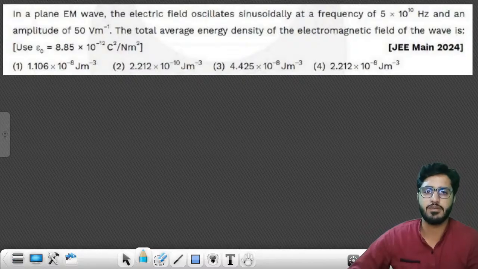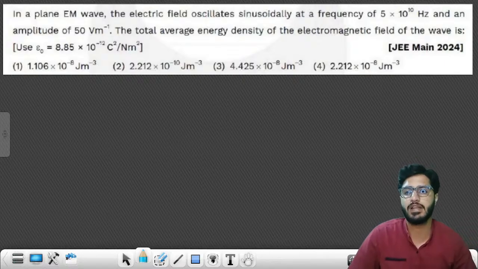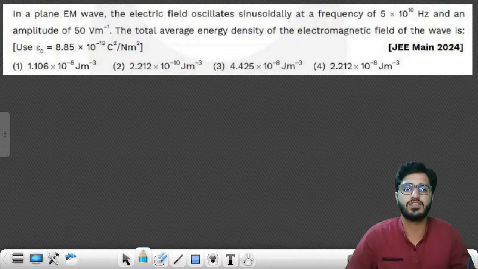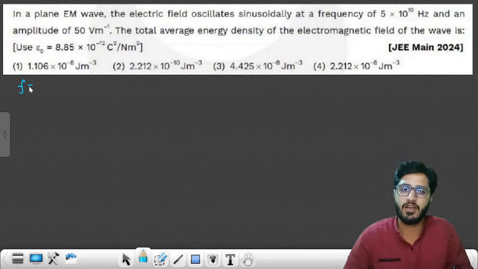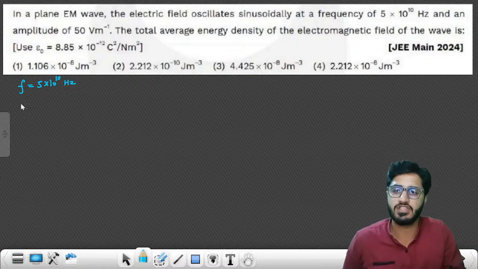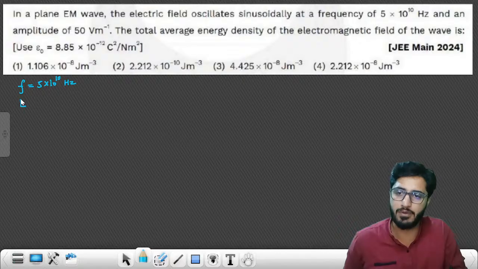Now this numerical was asked in JEE Mains 2024, the latest one. What is given to us? In a plane EM wave, the electric field oscillates sinusoidally at a frequency F given as 5 times 10 to power 10 hertz, and an amplitude of 50 volt per meter. That means E is given to us. Amplitude means the peak value, so E naught is 50 volt per meter.